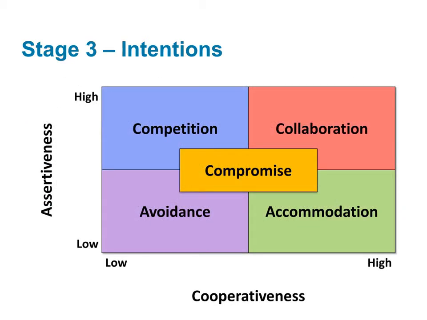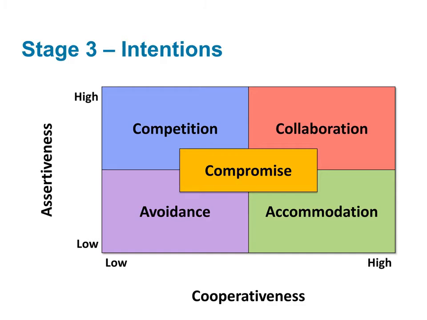Now, if you place these 2 dimensions along the X and Y axes, you get 5 conflict handling intentions. Competition is high on assertiveness and low on cooperativeness. Someone who's competing is thinking about their own interests, their own opinion, their own wants, desires, needs in a particular situation.